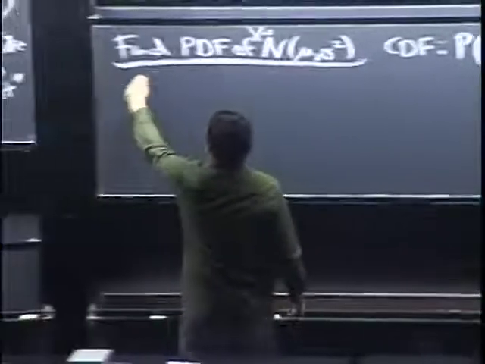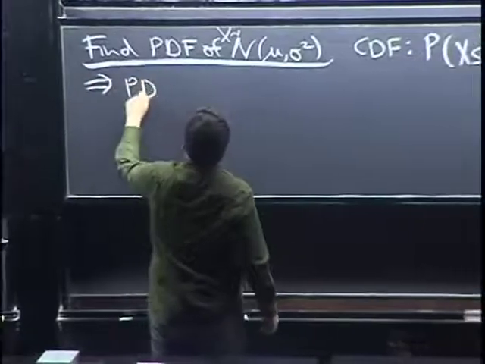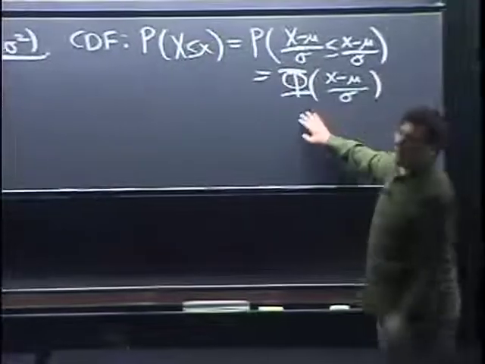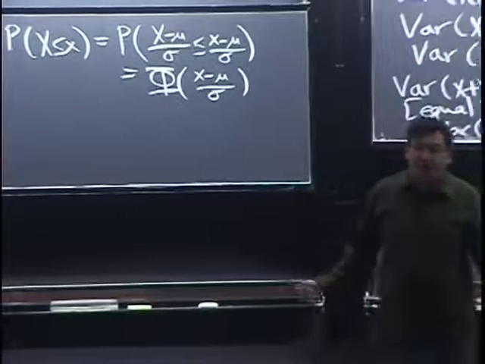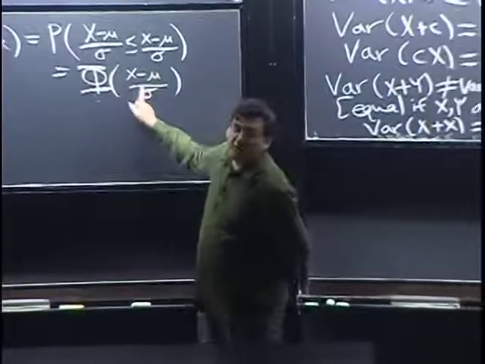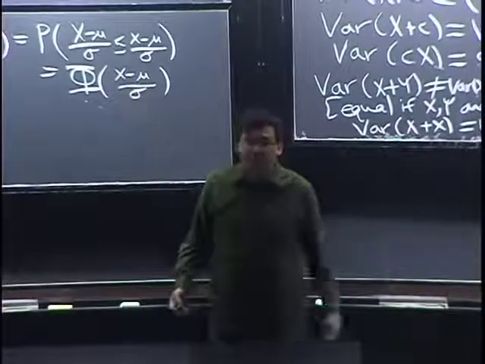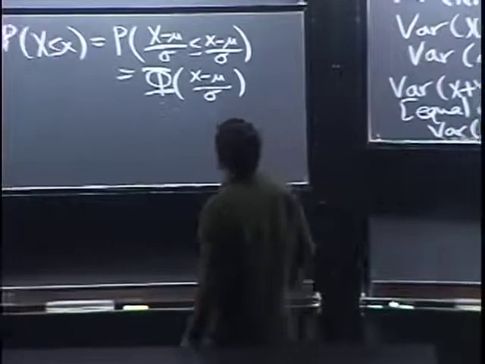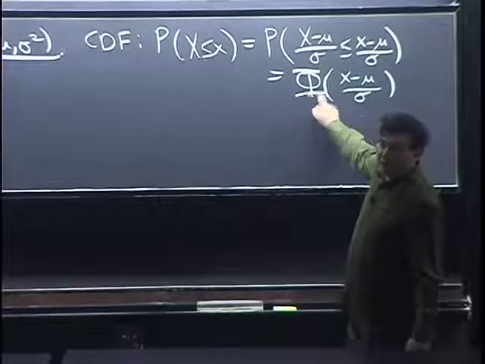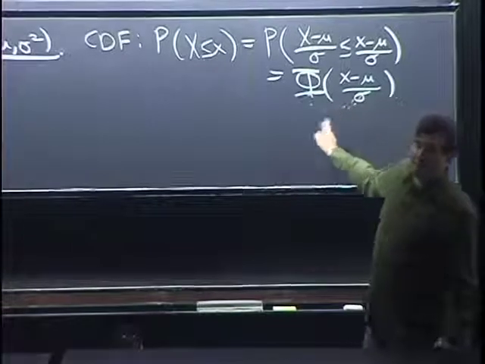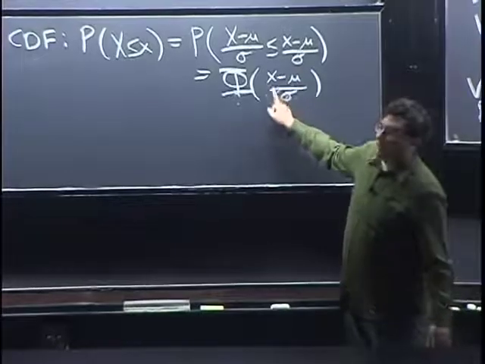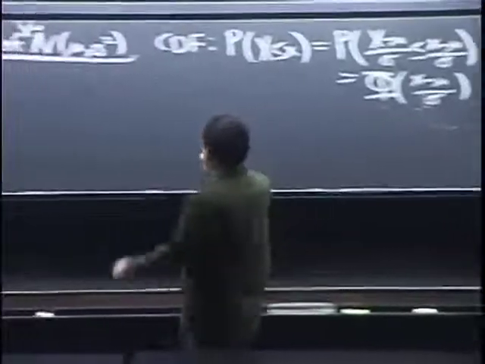Now, to get the PDF, we just have to take the derivative of the CDF. That's just the chain rule, right? Because we have this capital phi as the outer function, and then we have this inner function here. So it's just the chain rule from basic calculus. It's the derivative of the outer function evaluated here times the derivative of the inner function. The derivative of this inner function is just 1 over sigma, right? Because it's 1 over sigma times x. So we're going to get a 1 over sigma.